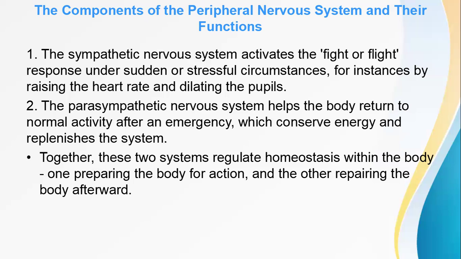The second one is the parasympathetic nervous system. This parasympathetic nervous system helps the body return to normal activity after an emergency, which conserves energy and replenishes the system. Together, these two systems regulate homeostasis, which is basically the normal body conditions within the body. One is preparing the body for action, maybe a sudden stressful circumstance, while the other, the parasympathetic, repairs the body afterward.